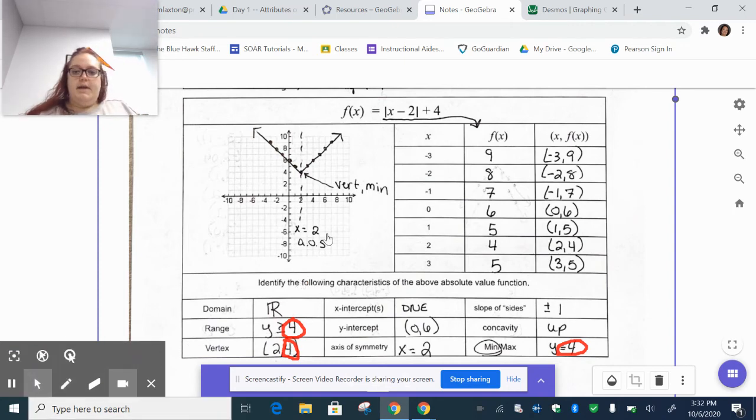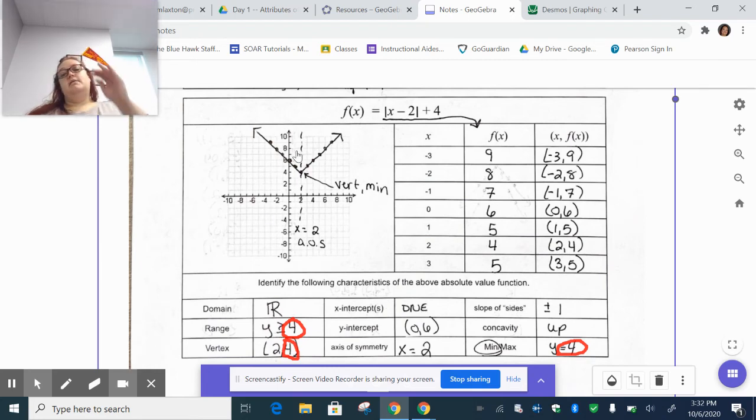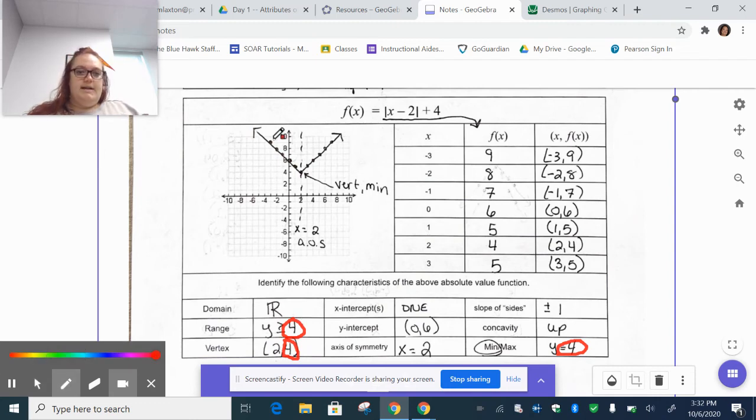Then look for your x-intercepts. There are none. This absolute value sits above the x-axis and it opens up. So it does not ever cross the x-axis. So we just put does not exist, D N E. Okay, y-intercept. Of course, y-intercept is that point right there where it crosses the y-axis, and that is at 0, 6.